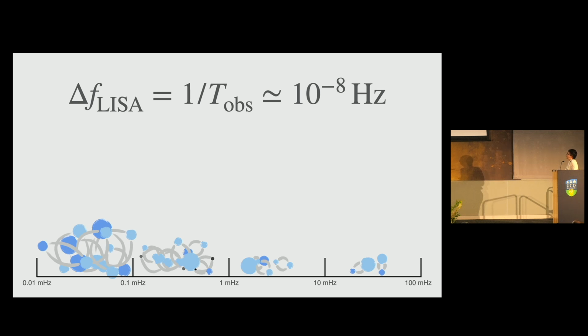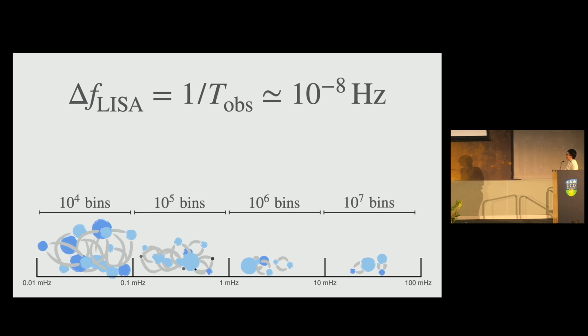So say LISA's observation time is 4 years. That gives you a frequency resolution of 10 to the minus 8 hertz. That means that down here, where you've put all your binaries because of physics, there's actually fewer bins to resolve them in the first place. So many binaries, so few bins. What happens? An astrophysical foreground.